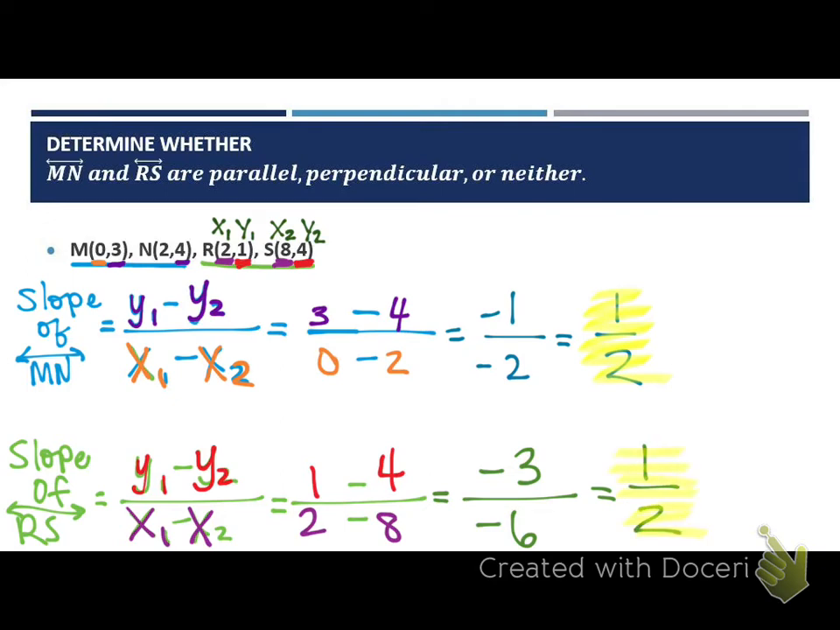A negative over negative will always make a positive. So these are the same number, right? They're both 1/2. So what kind of line do we have? Parallel. So we just answer with the word parallel. You can list them as parallel, but we don't have a symbol for neither. You would just say neither. So parallel was the answer. Questions on this one?